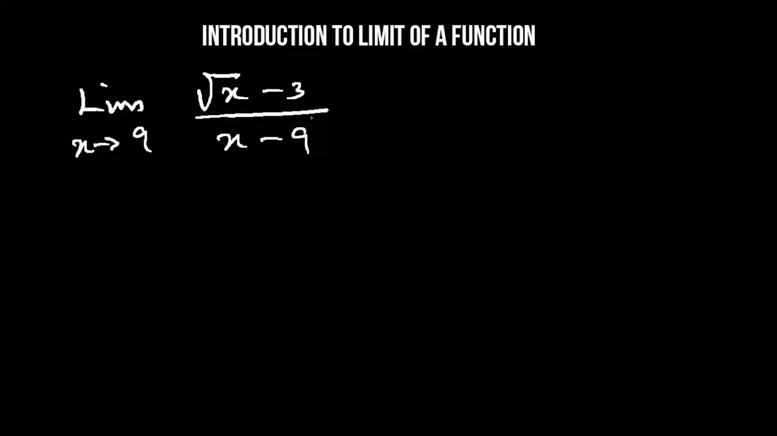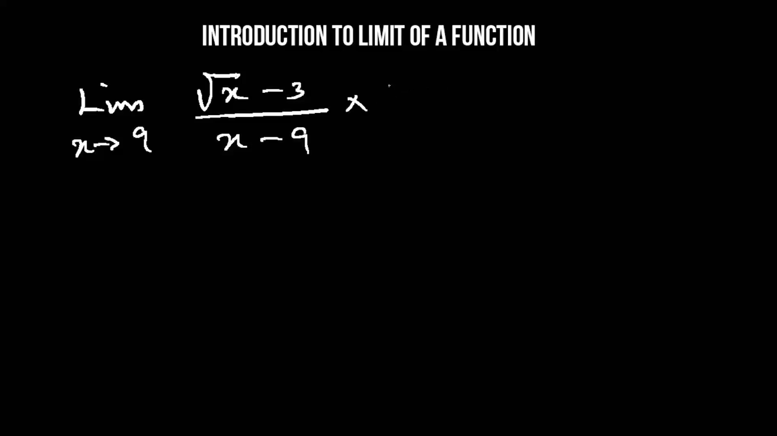So the question says, evaluate the limit as x tends to 9 of the square root of x minus 3, divided by x minus 9. So if we have this now, how do we go about it? Remember, we once said before that once you have a radical, you always multiply by the conjugate of the radical in order for it to continue.